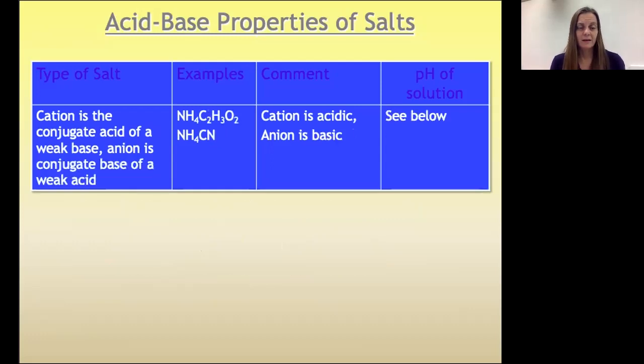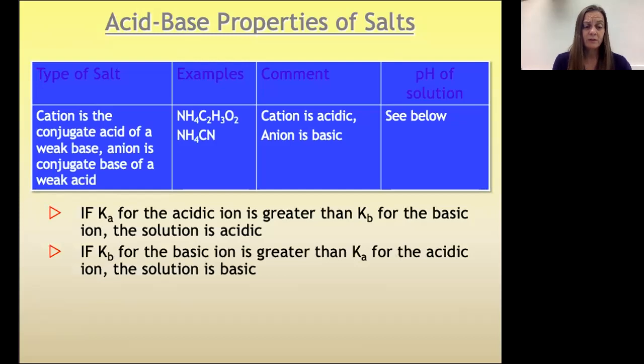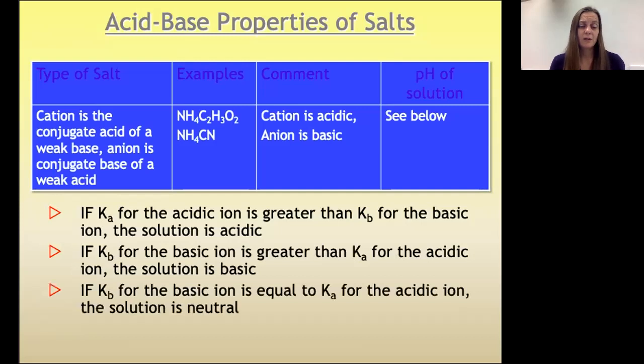Our last case is if we have conjugates of a weak base and a weak acid. So we have something like ammonium acetate or ammonium cyanide. Our cation's acidic, our anion is basic. So we have both an acidic contribution and a basic contribution. So what's our pH going to be? Well, if the Ka is bigger, the solution will be acidic. If the Kb is bigger, the solution will be basic. And if the Ka and Kb are equal, the solution is going to be neutral. As an example, the Kb for acetate and the Ka for ammonium are actually the same, and so that would be a neutral solution.